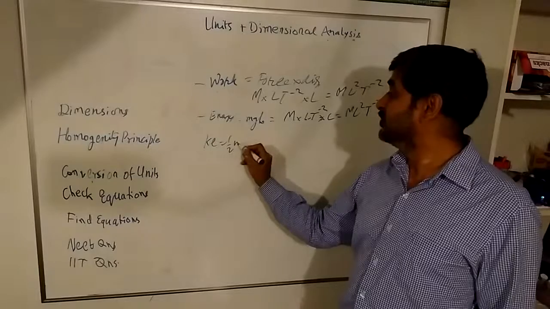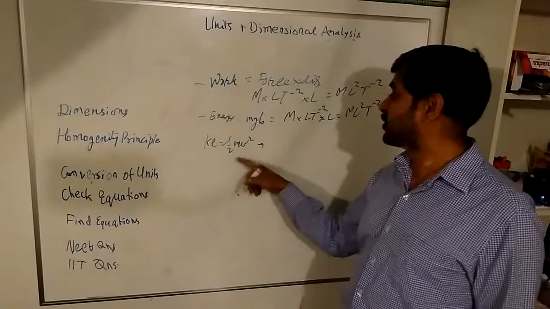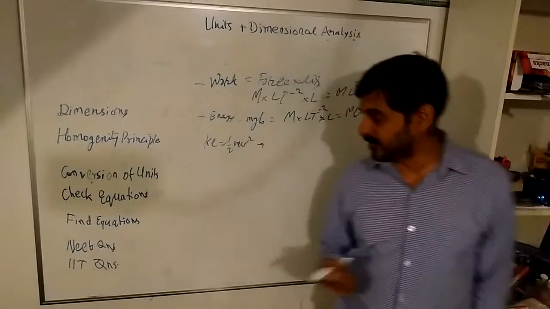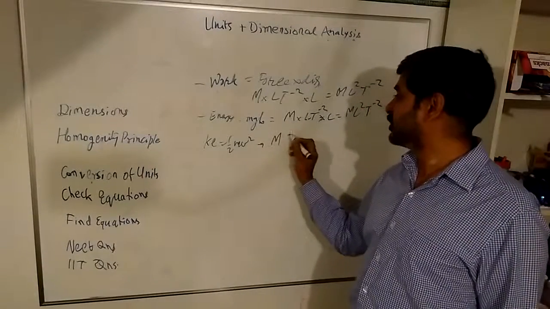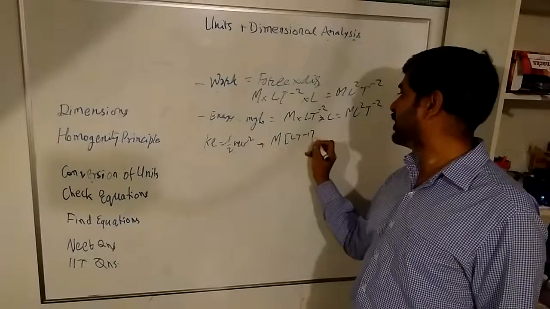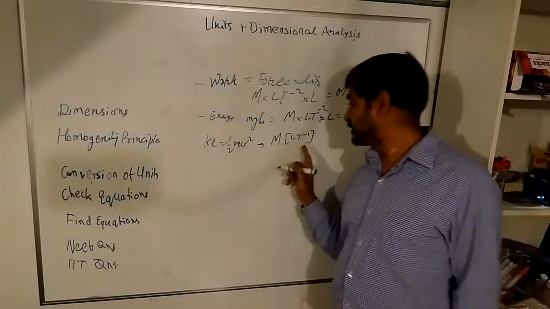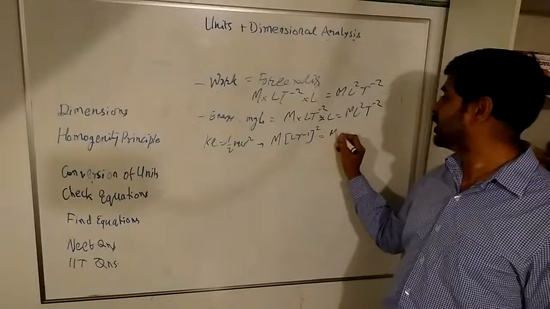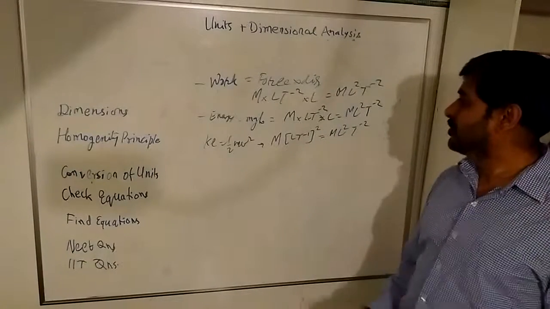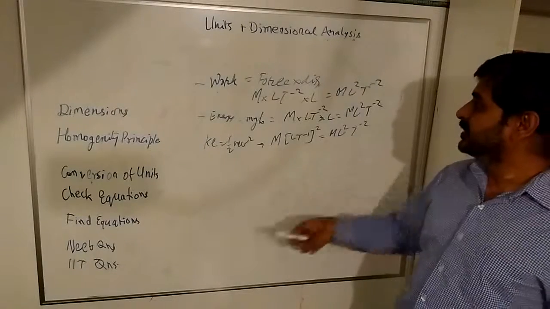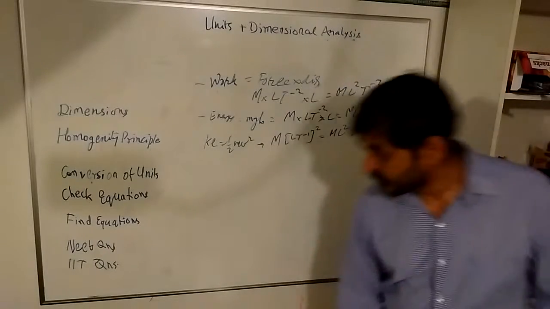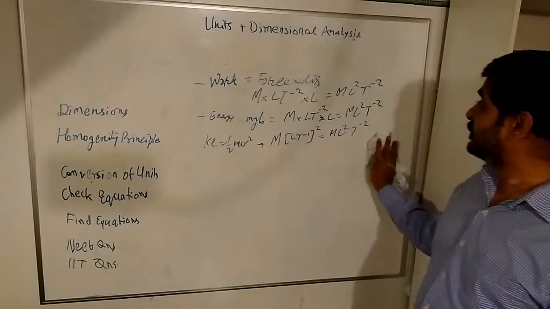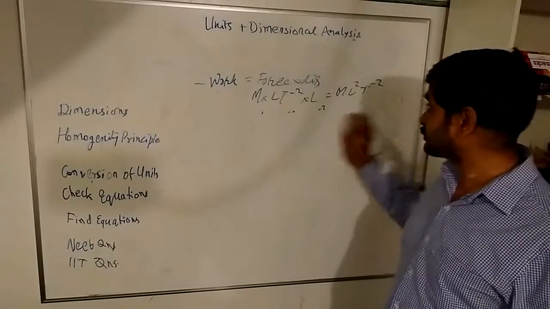In the same way, we write kinetic energy as half m v square. The constants do not have a dimensional formula. So the mass has the dimensional formula of M, and velocity has the dimensional formula of L T to the power -1, because it is distance divided by time, and the whole thing is squared. It becomes M L square T to the power of -2. You note that work, kinetic energy and potential energy all have the same dimensional formula. Similar things will all have the same dimensional formula.